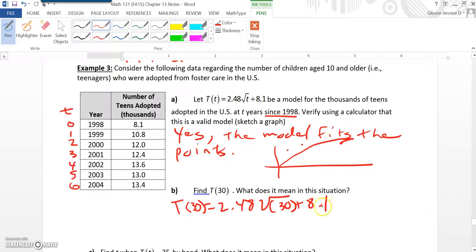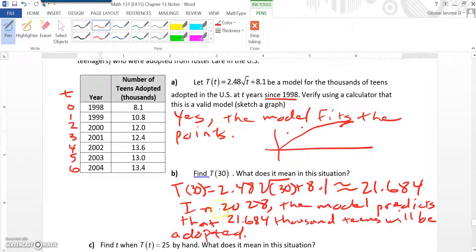So now, once you put this in your calculator, you will end up with approximately 28.684 once you put all of this in your calculator. So what this means is in 2028, the model predicts that 21.684 thousand teens will be adopted. So this is what B means. Now we go to C. It says find t when T of t is 25 by hand. What does it mean in this situation?